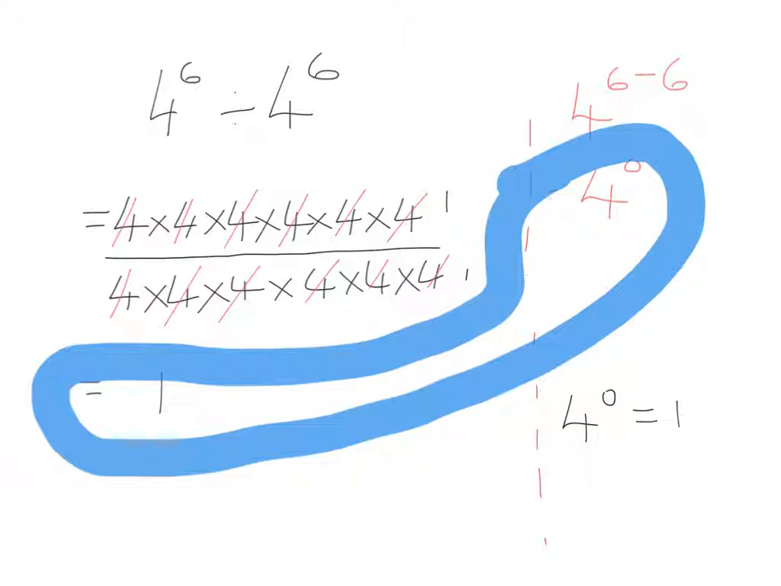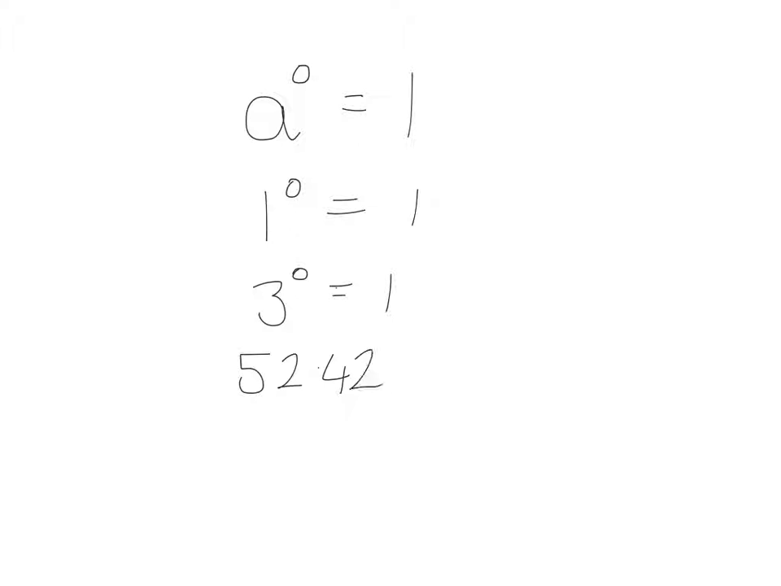Because we've calculated this both ways, and we've got the same answer. We can say more generally that anything at all, a to the power of 0 is 1. 1 to the power of 0, 1. 3 to the power of 0, 1. 52.42 to the power of 0, 1.